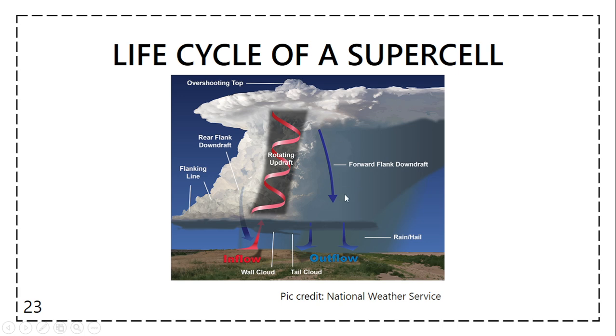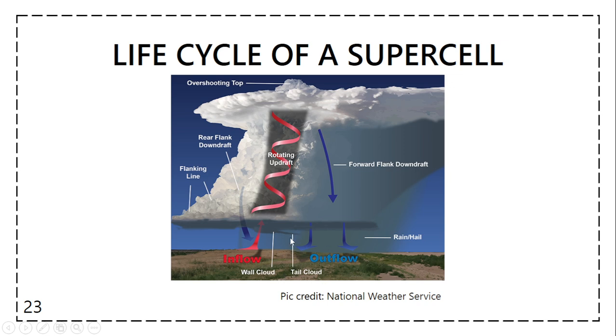We've got a forward flank downdraft. Even myself, I don't know every single aspect of this, but I do know some of it. Here's the inflow, here's the outflow. But notice the inflow has no precipitation, while the outflow is where the storm takes out the energy with rain and hail. The inflow is where the storm takes in the energy. There's a wall cloud that forms within the inflow, and that's the worst place you want to be when you storm chase a supercell. Any tornado, any time, can spawn in there.